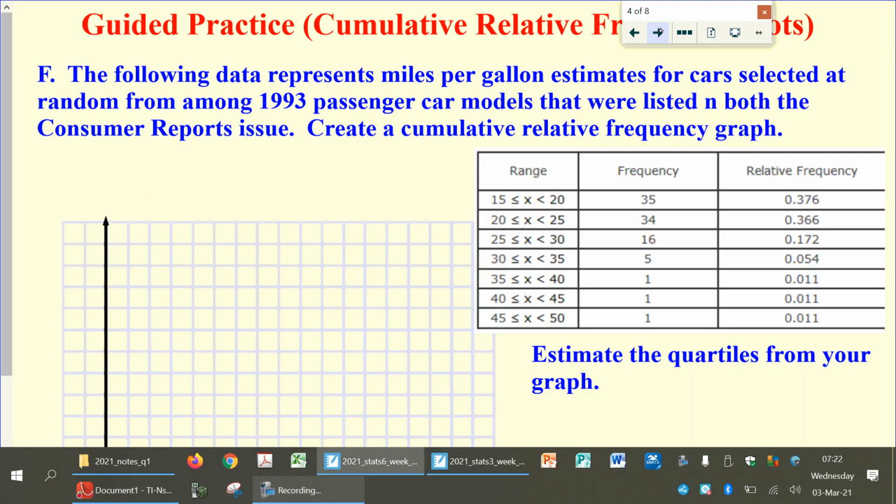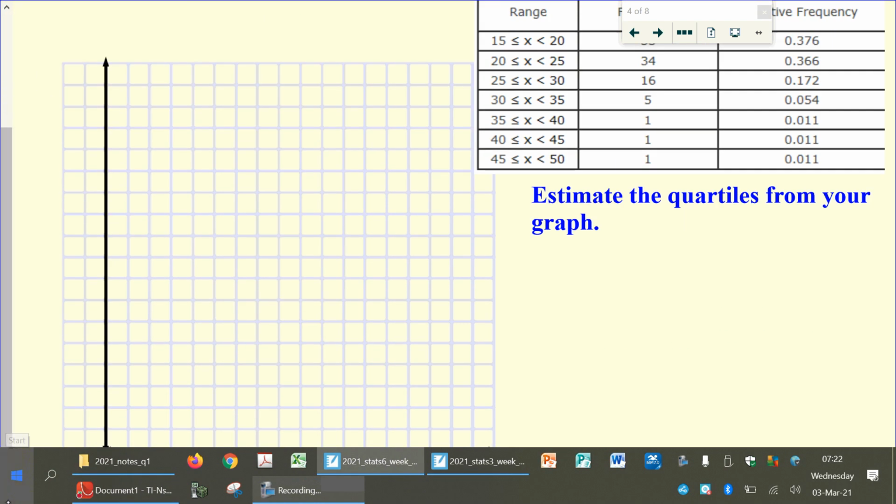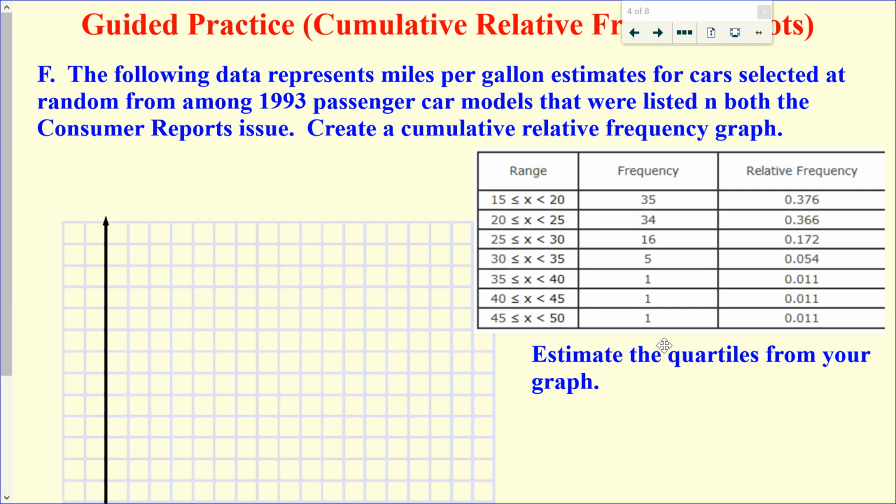Okay, ladies and gentlemen, we've got one more example here. Here we have another graph looking at the miles per gallon estimates for cars selected randomly from among 93 models. Consumer Reports. Here they gave us a table where they gave us the intervals. You can see 15 to 20. It looks like the lower bounds are on edge, but we're given the frequency and then we're given the percentages. This helps us. They already calculated the relative frequencies for us. So all we're going to have to do is add them together and create our running total.